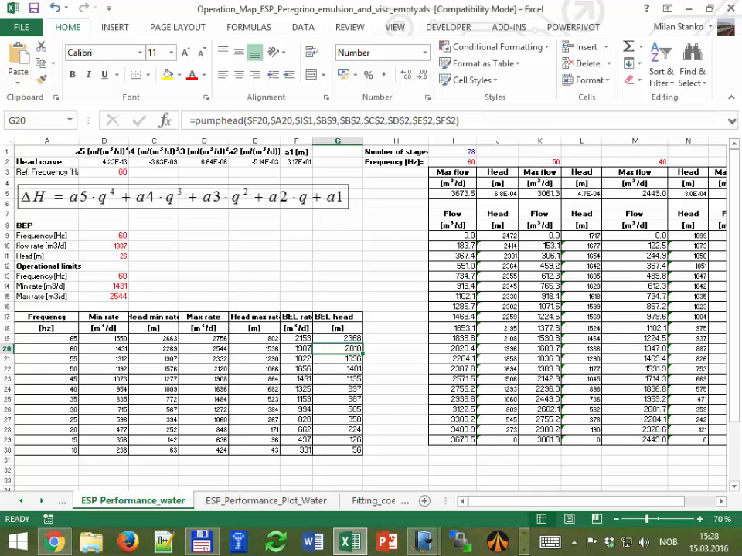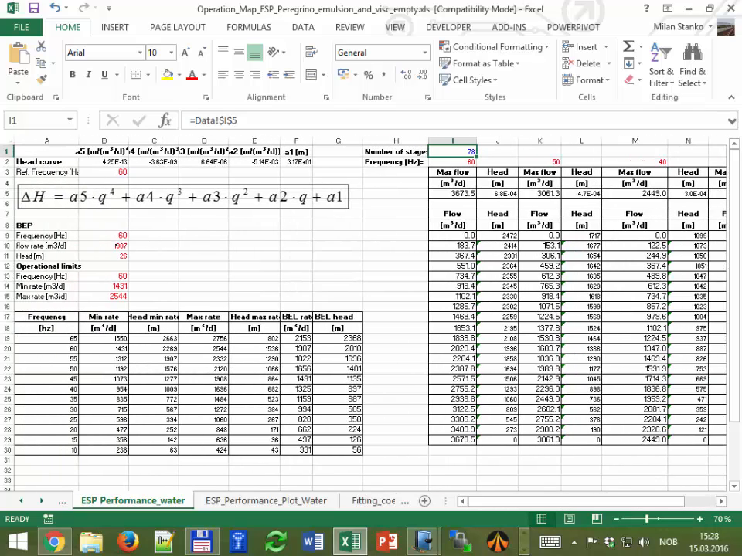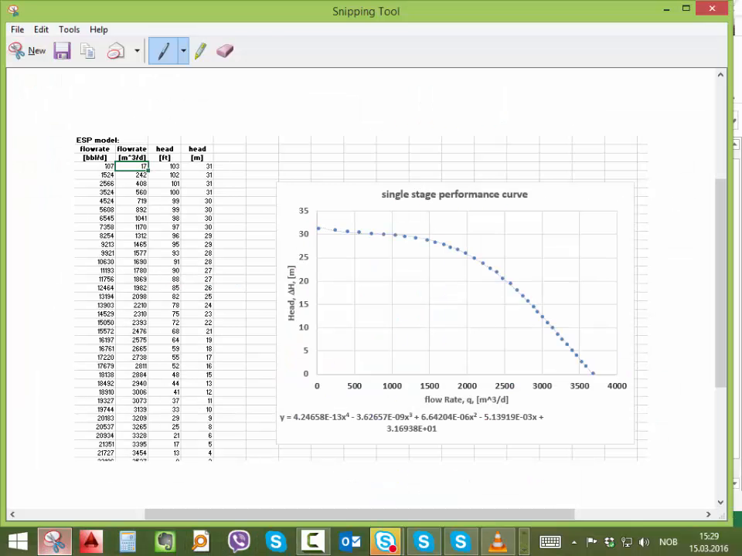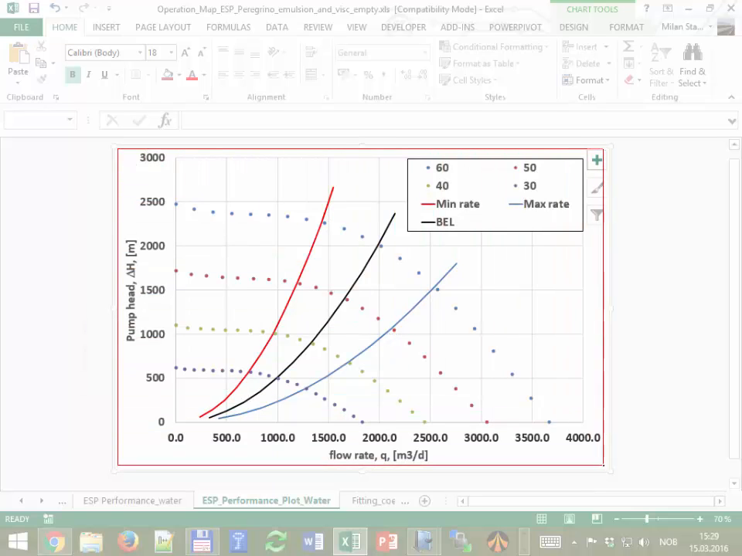And what I have done here, you have the coefficients that I calculated, the number of stages, which is 78. Different frequencies, we're going to operate between 60 and 30. Here you have the best efficiency point for one frequency, and the minimum and maximum rate also for one frequency. I have put all of that together, and this is the plot that I get. You have access to all equations, so you can go look around.